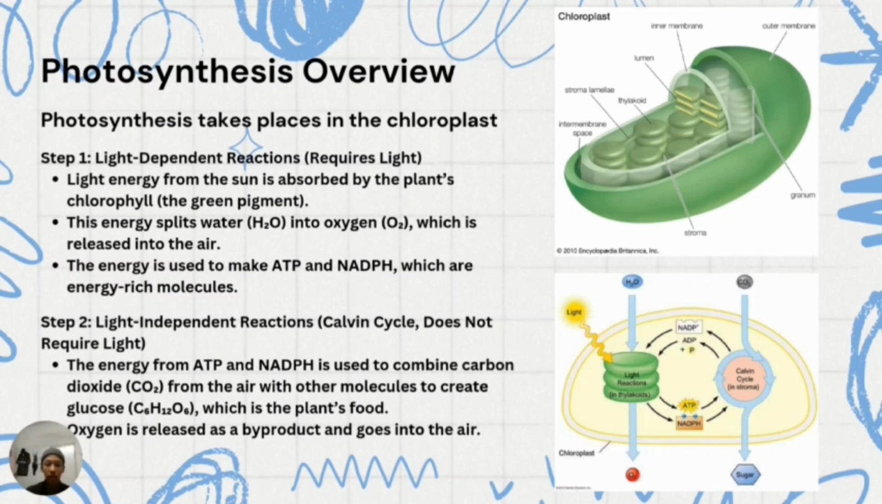Step 2, light-independent reaction, the Calvin cycle, does not require light. The energy from ATP and NADPH is used to combine carbon dioxide (CO2) from the air with other molecules to create glucose, which is the plant's food. Oxygen is released as a byproduct and goes in the air.